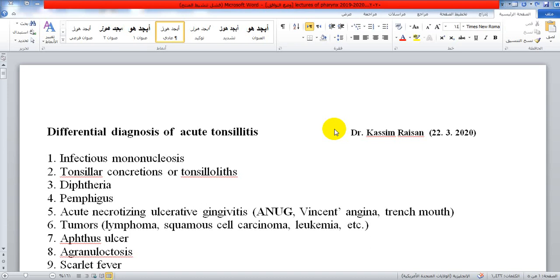Bismillahir Rahmanir Rahim. Our lecture today is about acute tonsillitis, which is a very important and common problem in the population. And as I said previously, it is important for any physician. To see the importance of this problem, we go to the differential diagnosis of acute tonsillitis.